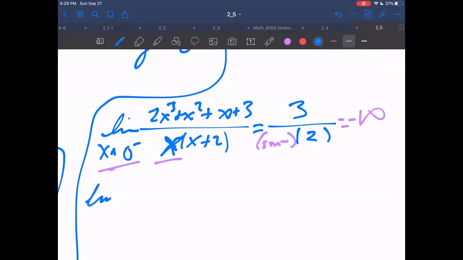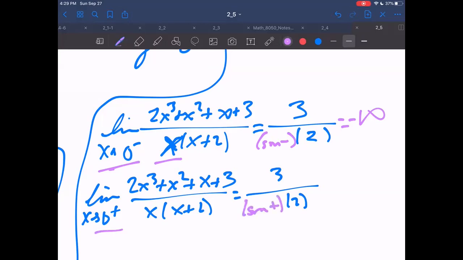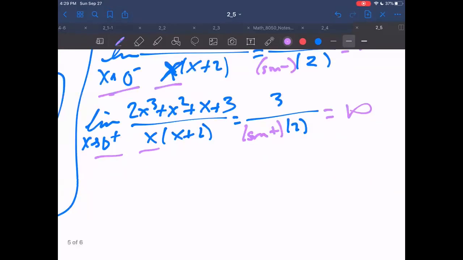Okay, we can do the same for when x approaches 0 from the right. We'll again still get 3 because we're just plugging in 0, and we'll get 2 over here still. But the difference will be because we're coming from the right, we'll get some positive number, which will give us positive infinity. So that's supporting that x equals 0 is a vertical asymptote.